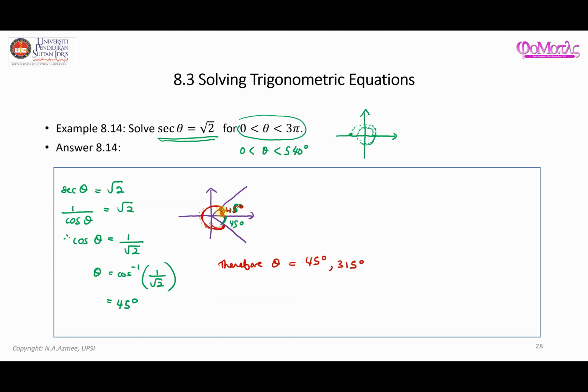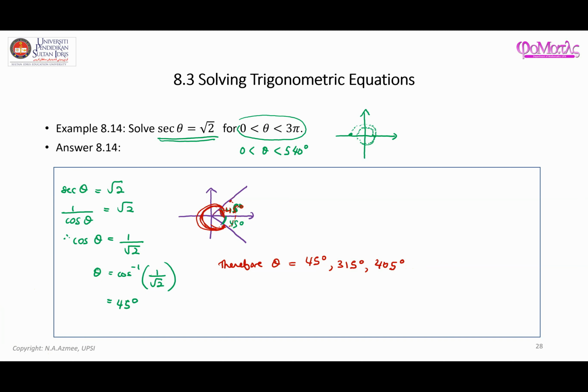So 315 degrees, okay, up to here. And then it continues on, and it will stop here again, because this is also the positive value. So that means 360 plus 45. So 360 plus 45, we will get 405 degrees. I'm just going to erase that. So we got 405 degrees.